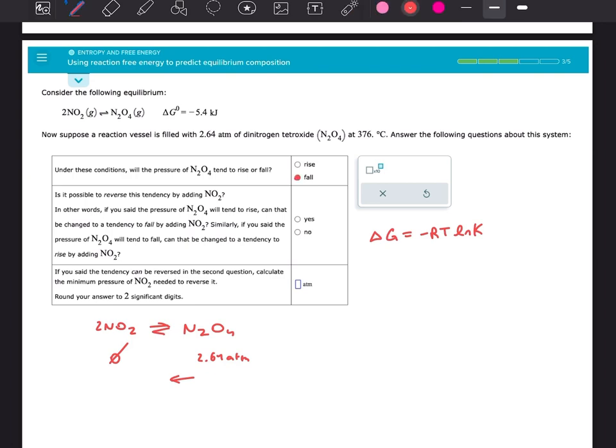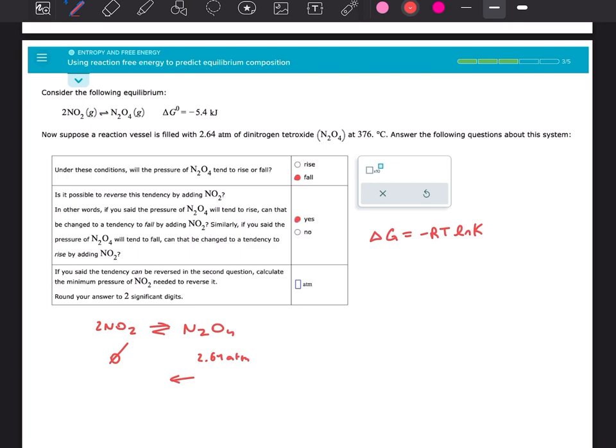And then it's asking us, can we reverse that tendency by adding NO2? So if our answer was that the pressure will fall, can that be changed to make it rise if we were to add NO2? If we were to increase the amount of NO2, right, this molecule, the system wants to decrease the amount of it, right? So it's going to shift to the right. And like I said before, if we shift towards something, we're increasing that pressure. So the answer here is yes.